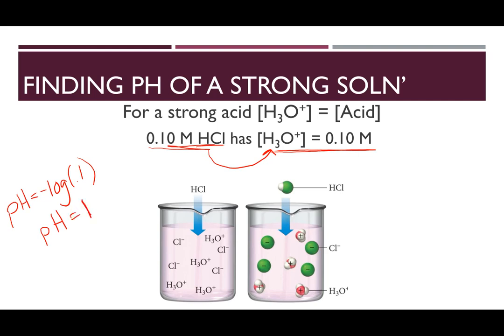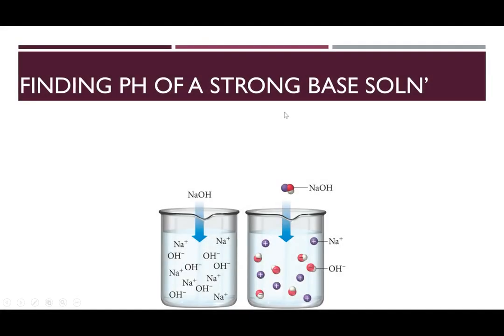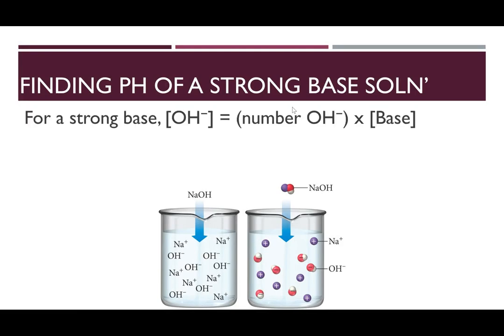So the big take-home here is that for a strong acid, the concentration of the acid is going to be the same as the hydronium. Same thing goes for a strong base. It's going to completely dissociate in water, so the concentration of hydroxide is going to be the same as the concentration of the base.